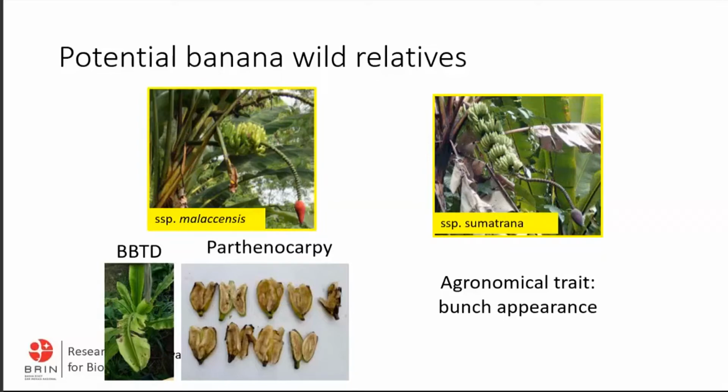And the other one is subspecies sumatrana. I think we can consider this Musa acuminata for agronomical traits because the bunch appearance looks nice. And in natural habitat, I found a bunch with up to 25 annuals. So it's really nice for a banana breeding program in the future.